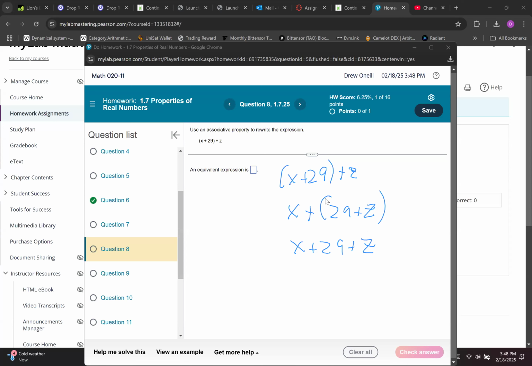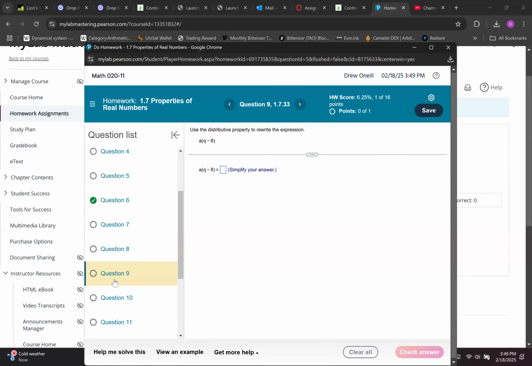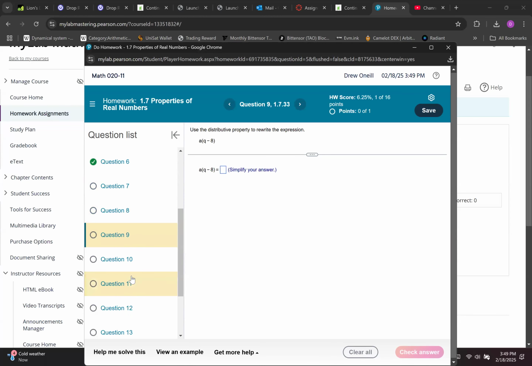Because according to PEMDAS, if we had this, what should we do first? We should do whatever's inside here, whereas according to this, we would do that. So it is an interesting property. It also helps with how we enter things into calculators. And let's talk about distributive, and then we're done.